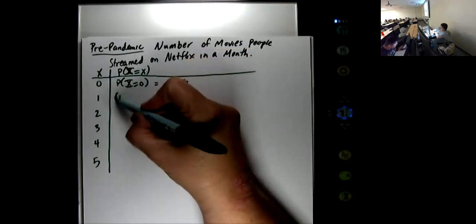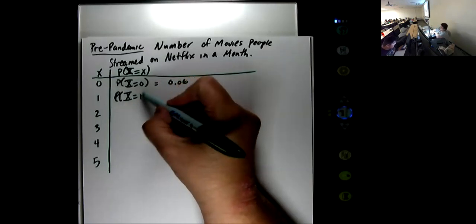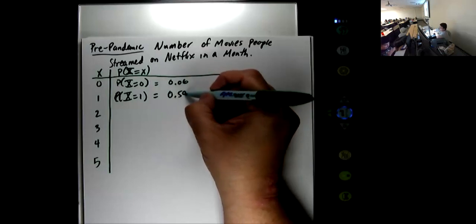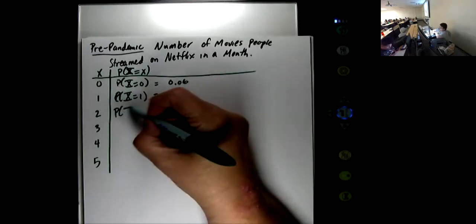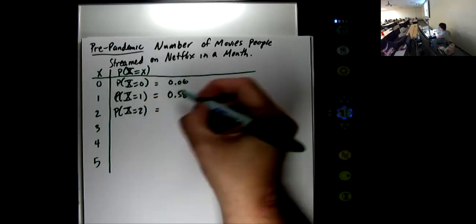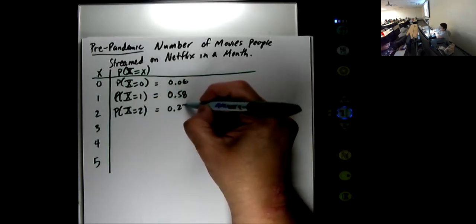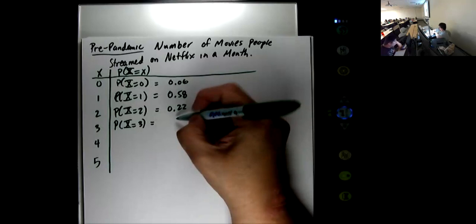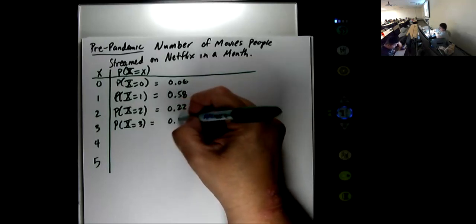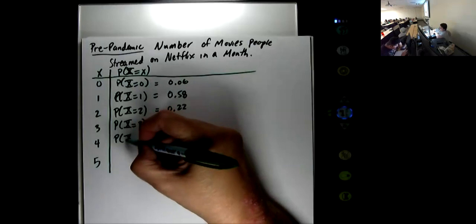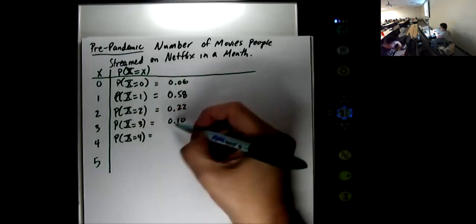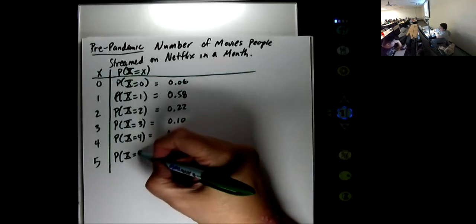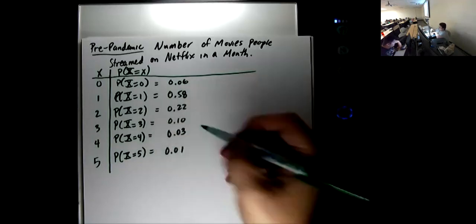The probability that a household watched just 1 was 0.58. Probability that a household watched 2 was 0.22. Probability that a household watched 3 was 0.10. Probability that a household watched 4 starts tapering off. And probability that X equals 5 movies is 0.01. Not very high.